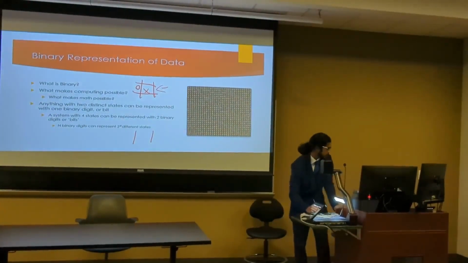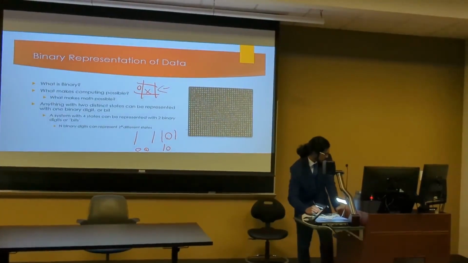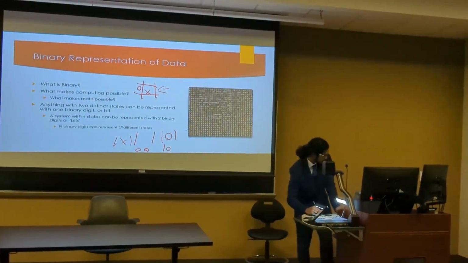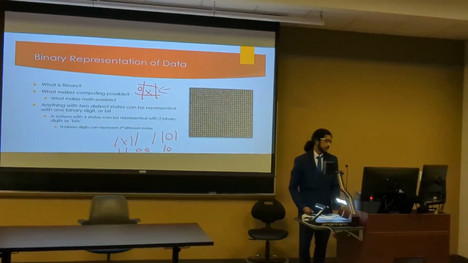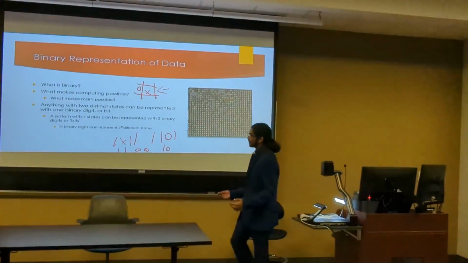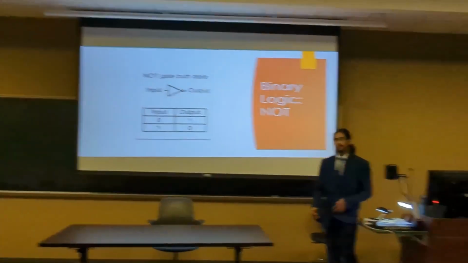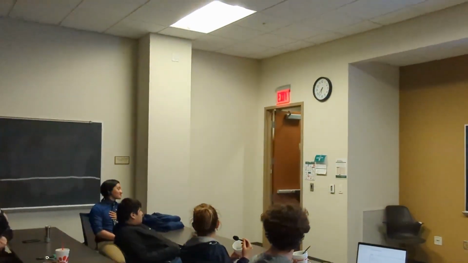right? So if it's blank, then we can say that's 0, 0. If it's an O, we can call that 1, 0. And then if it's an X, we can call that 1, 1. Right? So that's just an example of how you can encode things with binary. Okay. Next, I'm just going to go over all the different logical operations we can do.